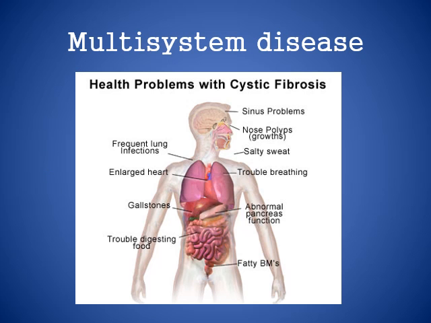Cystic fibrosis is a multi-system disease. Primarily, it affects the lungs, and secondarily, it affects the GI system. So the lungs are the ones that are more prone to having problems. Also, because of the problem with the mucus, we tend to see digestive problems. These children will need pancreatic enzymes with food to be able to digest properly.